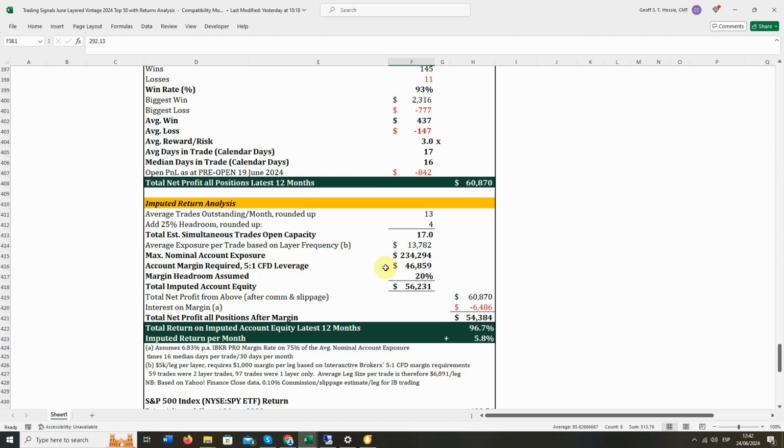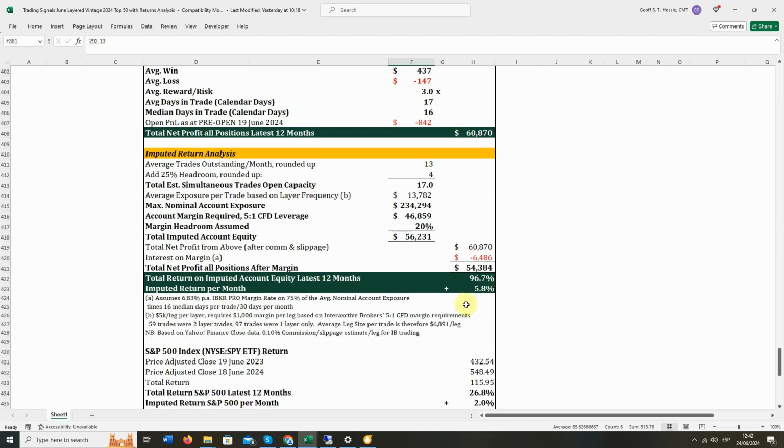If you're using 5-to-1 CFD leverage, that would mean $46,800 in your account. Let's add some headroom to that margin for extra trades, for any kind of offside P&L. It takes you up to about $56,000 of account equity to trade these pairs on 5,000 a leg with 2 layers, 5,000 per layer. The net profit from the above, $60,870. Take out the interest on the margin, over $6,000 at 6.83% IBKR Pro margin rate. And you're left with $54,384.